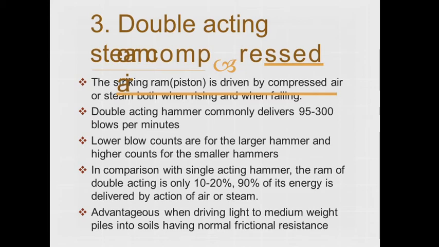In a single acting hammer, there is a provision for admitting the steam or air at the bottom of the cylinder to lift the ram upward, whereas there is no provision for allowing the fluid to enter from above. In the case of a double acting hammer, steam or air is admitted above the piston after the piston reaches the top.